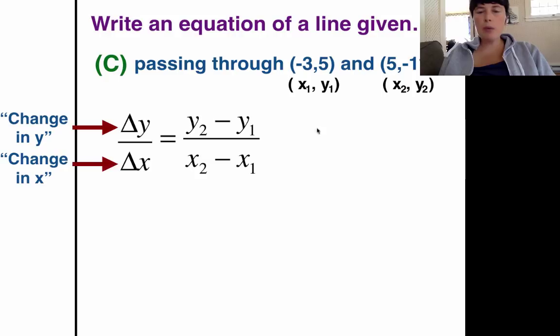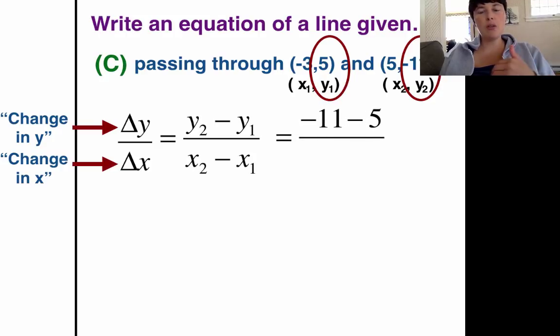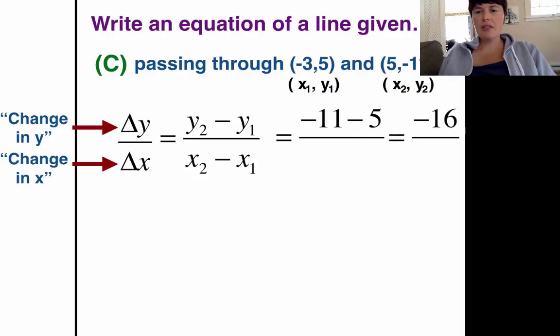So we're going to look at our numbers and we're going to replace them into this formula. y2 minus y1, we'll look at the y values over here. The y values are 5 and negative 11. So we're going to take negative 11 and then we're going to take away the 5. Oh, it looks like I did my math already. Negative 11 minus 5 is negative 16. Okay, so the change in the y's is negative 16.